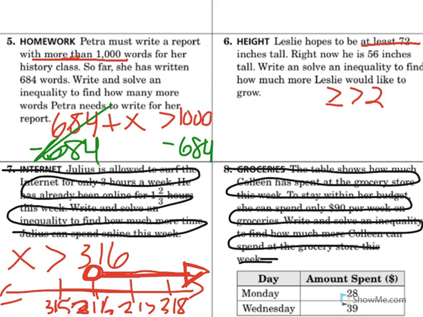Her height wants to be greater than or equal to 72. I'm going to put a little dash inside my 7. So you're going to be greater than or equal to 72. It's unacceptable to be less than, but everything else is okay because you have to be at least 72. Right now he is 56 inches tall.